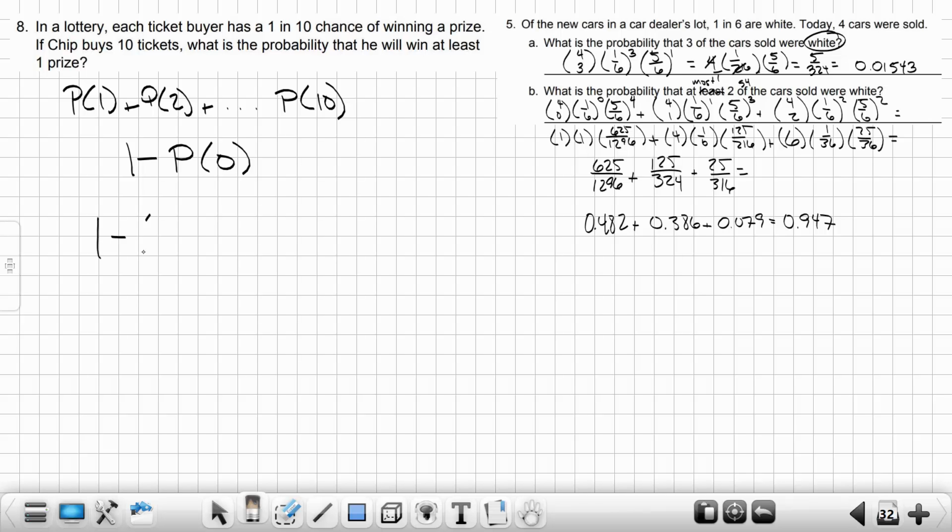So 1 minus, 10 choose 0, 1/10 to the 0, 9/10 to the 10th. Where am I losing you?